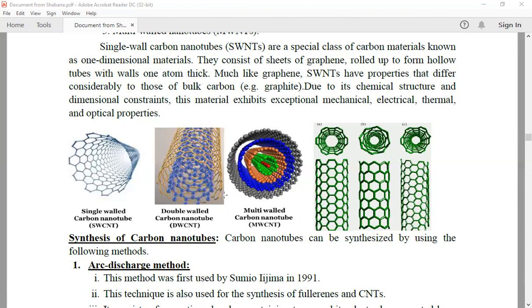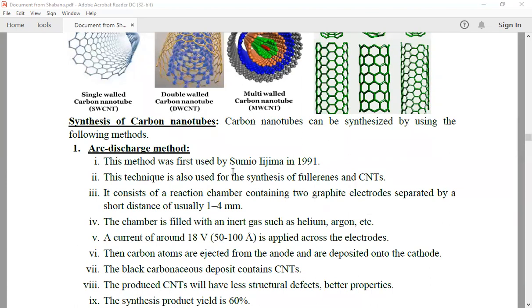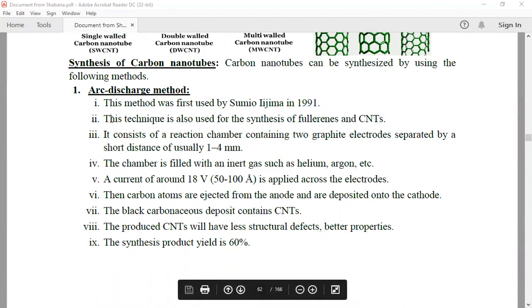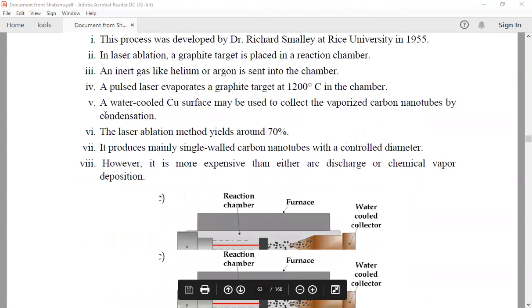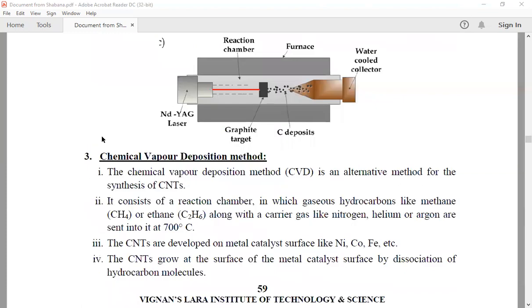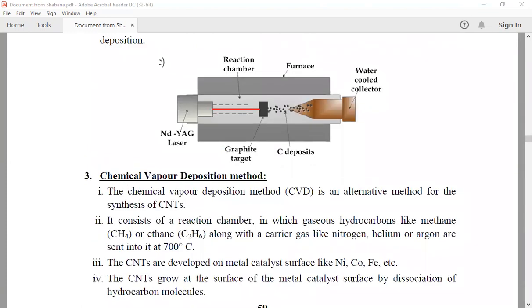Coming to the synthesis of the carbon nanotube. Carbon nanotube can be synthesized by 3 methods. First one is the arc discharge method. Second one is the laser ablation method. Third one is the chemical vapor deposition method. Here, this is the first, arc discharge method. Second one, laser ablation method. Third one, chemical vapor deposition method.